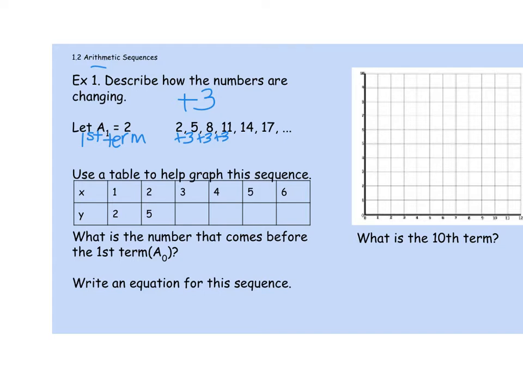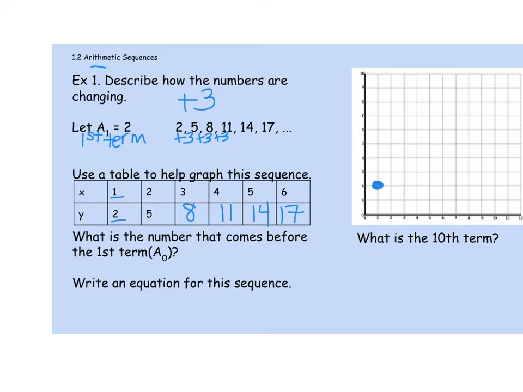Now it says use a table to help graph this sequence. So the first term is 2, the second term is 5, the third term is 8, the fourth is 11, the fifth is 14, and the sixth is 17. Okay, so what I'm going to do is graph these as XY coordinate pairs. So 1, 2: X coordinate, Y coordinate. So I go 1 on the X-axis and then up 2. Right there, there's 1, 2. That's the first term.